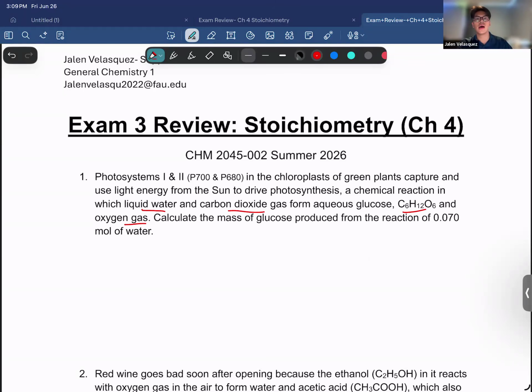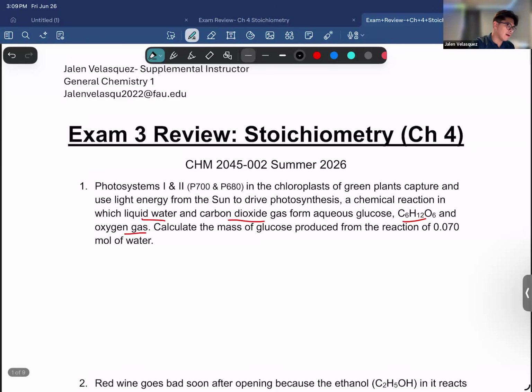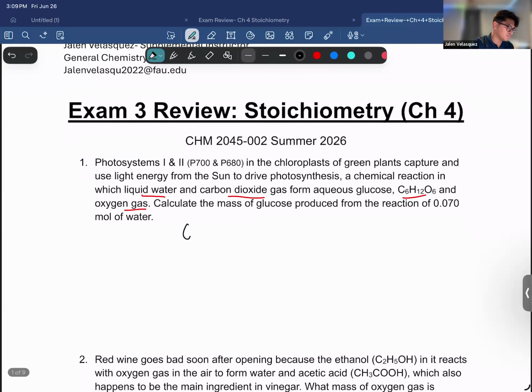Okay, so in doing stoichiometry, the very first and most important thing that you need is a balanced equation, right? So what's our equation going to look like? We have our reactants, right? Water and carbon dioxide, and it's going to make glucose and oxygen. So we have to write a balanced equation for this reaction.